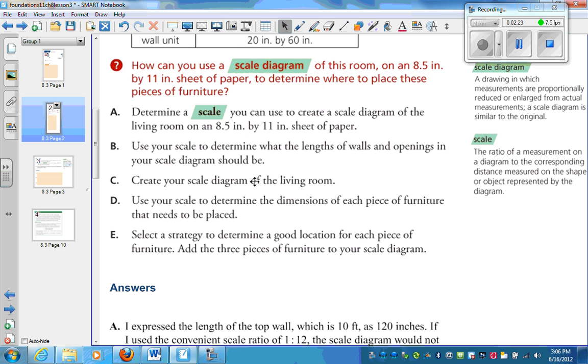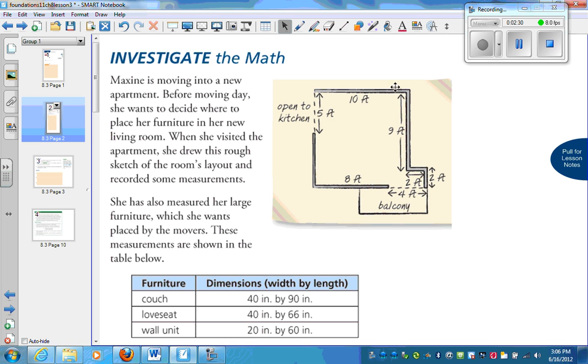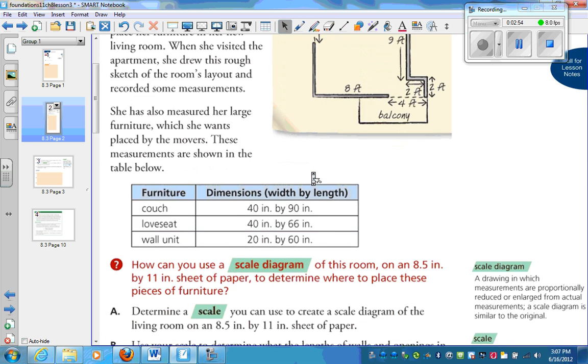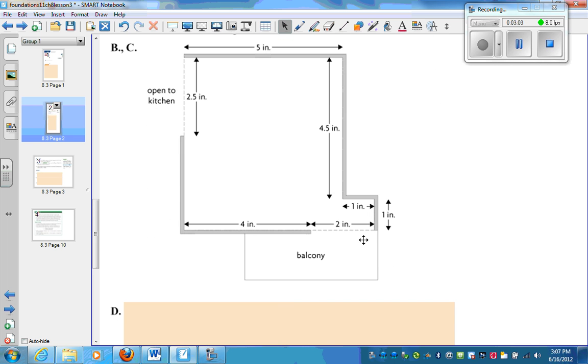Question B. Use your scale to determine the lengths of the walls and openings. So if this is 10 feet, if I divide that by 2, that means this is going to be 5 inches. If this is 9 feet, 9 divided by 2, this would be 4.5 inches on my scale diagram. This would be 1 inch, 1 inch, 2 inches, 8 divided by 2, this would be 4 inches. This 5 feet would be 2.5 inches, and then I would just connect that line. Okay, so let's see if that's what they did. Yep, 5 inches, 4.5, 1, 1. Not too bad. And their balcony was just rough.